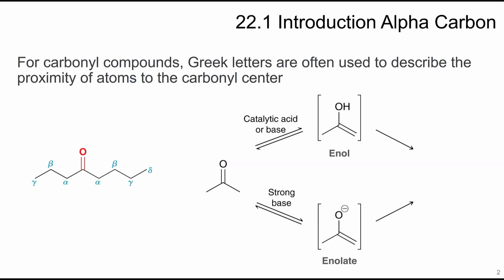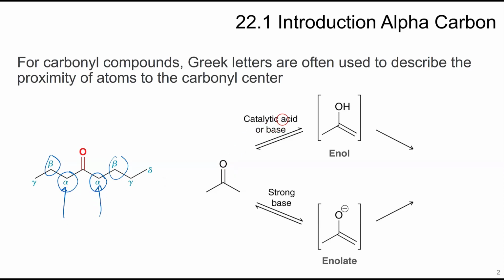For carbonyl compounds, Greek letters are often used to describe where the atoms are in relation to the carbonyl center. So if this is the carbonyl, the carbon immediately next to it is the alpha position. Two carbons over is beta, and then it's gamma and delta. So we're going to be looking at chemistry that's occurring at the position that is alpha to the carbonyl.